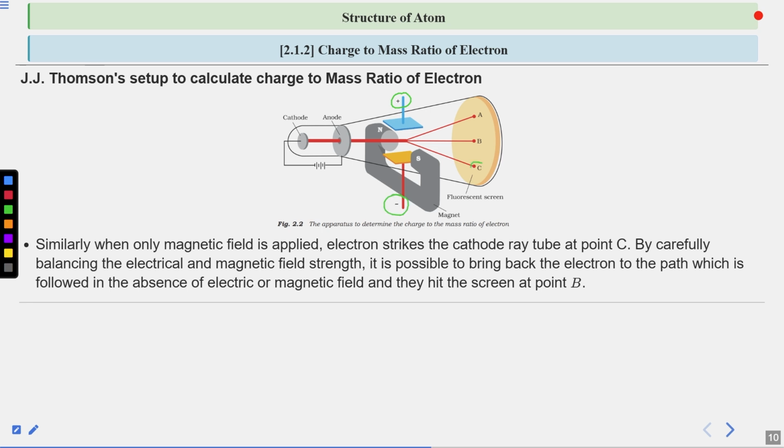Now, why does it move toward point C on applying the magnetic field? This thing is important. So, you have to use the Fleming's left hand rule. Just go and read about it. Whenever a charged particle is moving in a magnetic field, a force is applied onto it, and due to that force, the electron will hit the point C.